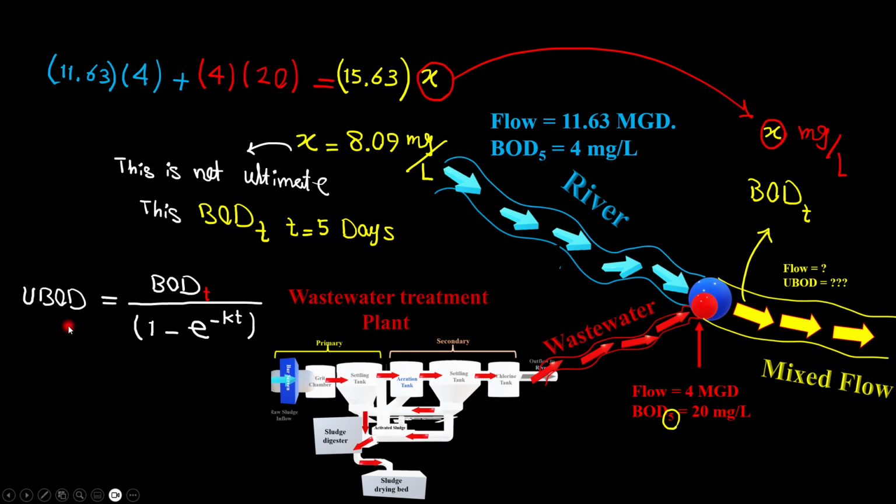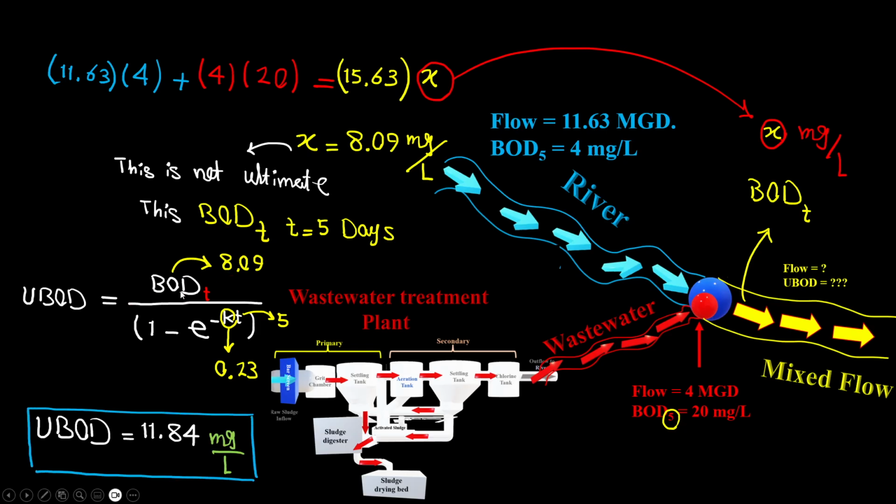So again, ultimate BOD is the biological oxygen demand at time T over 1 minus e to the power of negative k constant times T per day. We have our constant from our problem statement, which is 0.23. Our time is definitely BOD5, so that's 5 here. We already calculated our BOD at 5 days, which is 8.09. That gives us an ultimate BOD of 11.84.